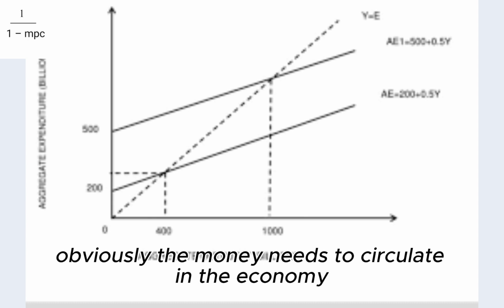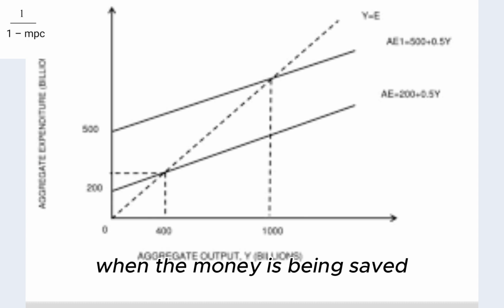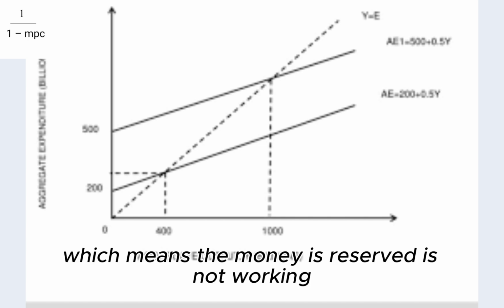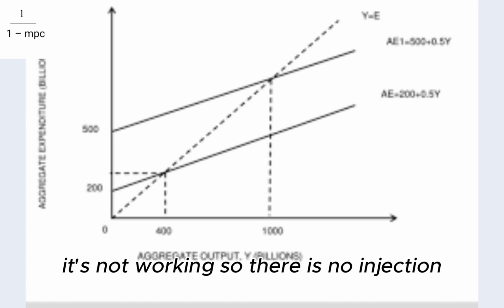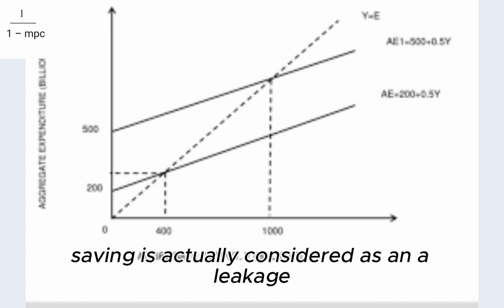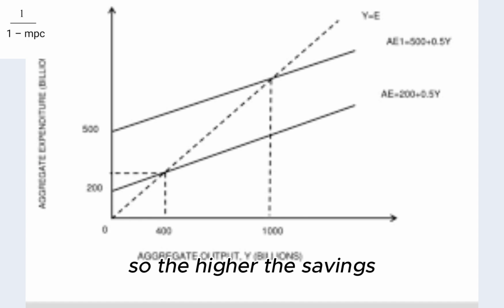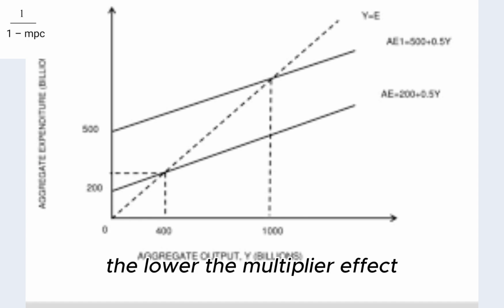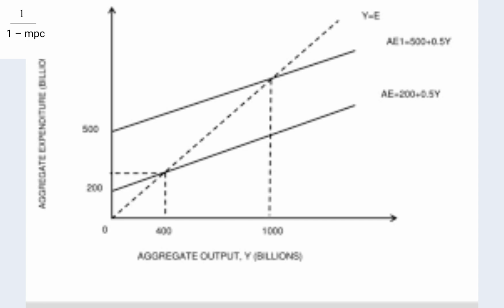Why am I saying that? Obviously, the money needs to circulate in the economy. When the money is being saved, which means the money is reserved, it's not working. So there is no injection. You have to remember that saving is actually considered a leakage. So the higher the savings, the lower the multiplier effect. Please remember that.